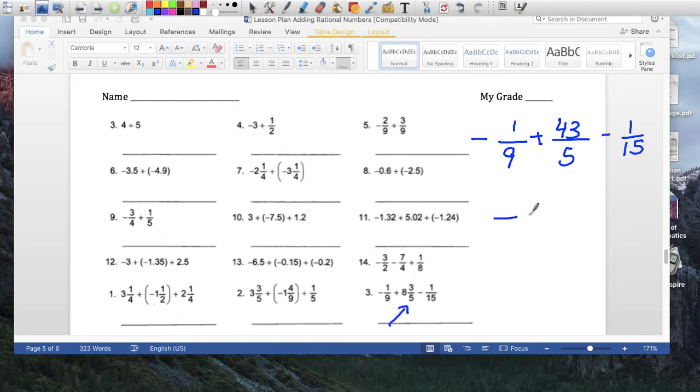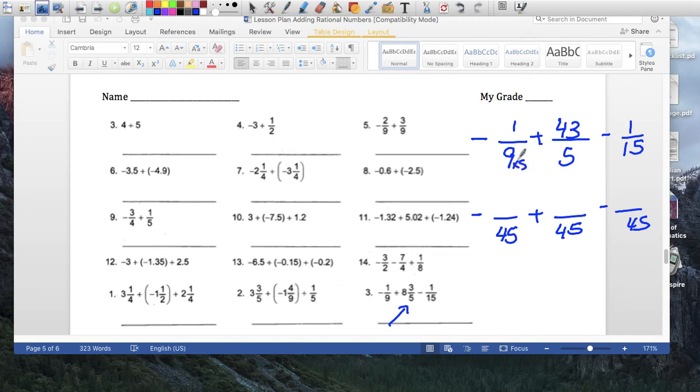Now I'm going to find a common denominator. That's a minus. That's not a negative, it's a minus. So the common denominator between 9, 5, and 15 is 45. The first multiple that shows up in their times tables at the same time.